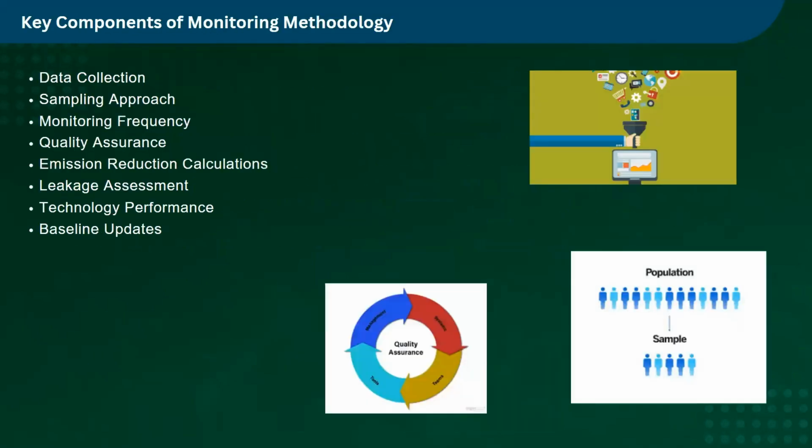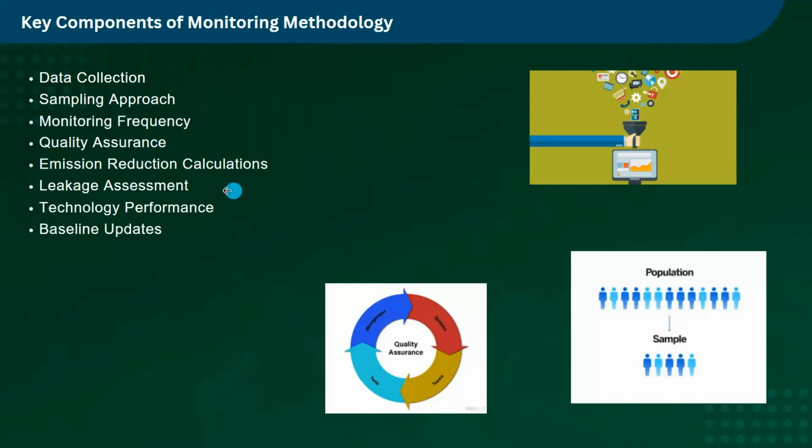The key component of this is that we have to collect the data. We need to do some sampling; it's not like collecting from the entire population, and we need equal distribution. Then there is the monitoring frequency, meaning at what interval you monitor the data. Some data can be monitored daily, some doesn't need to be. We also need to take care of the right quality assurance practices during the monitoring period.